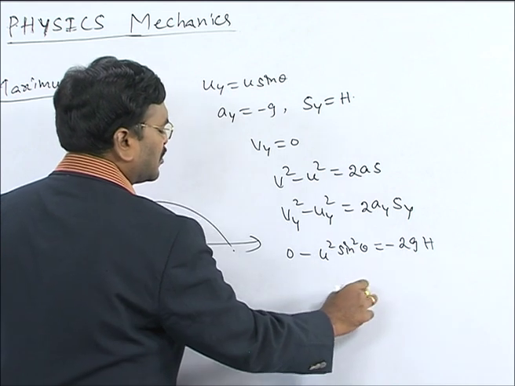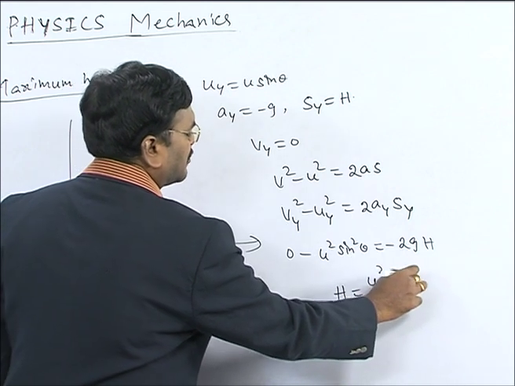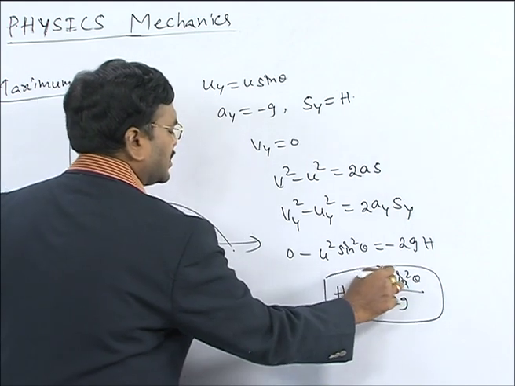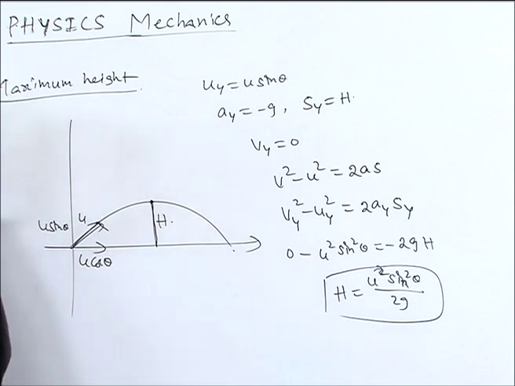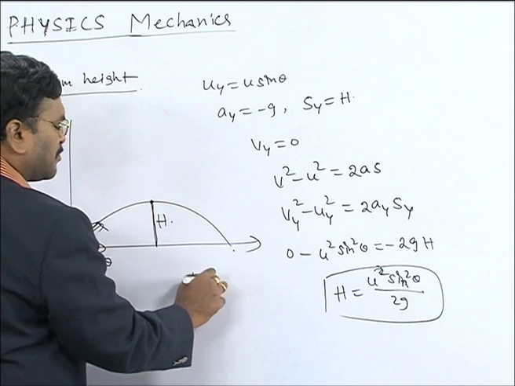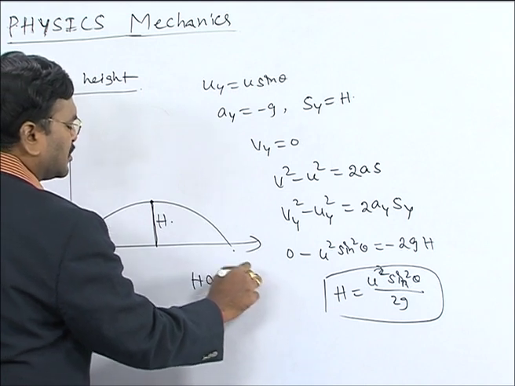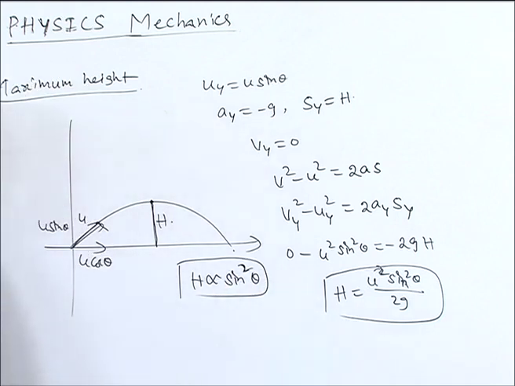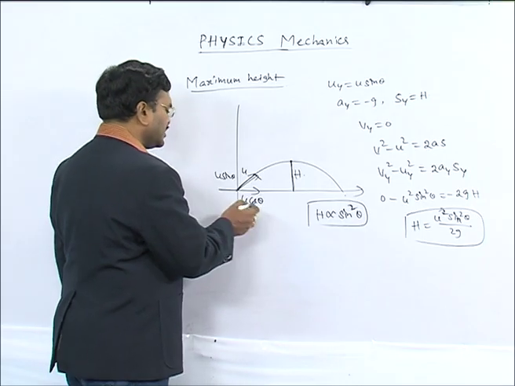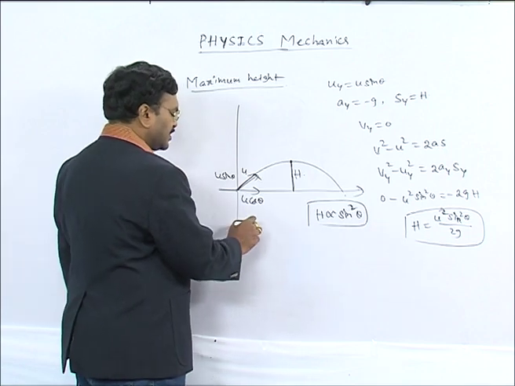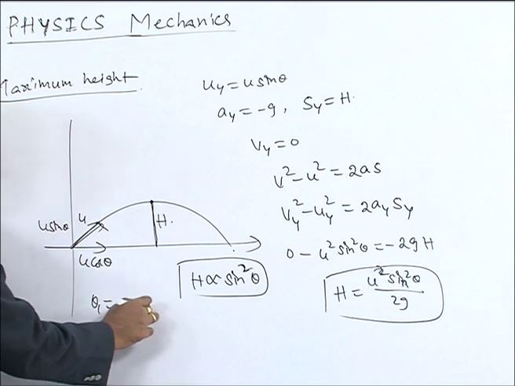So from this h is equal to how much? U square sin square theta by 2g. This is the maximum height of a projectile. Now if u and g are constant, h is proportional to sin square theta. Now if a body is projected with the angles of projection theta and 90 minus theta, the complementary angles, theta 1 is theta, theta 2 is 90 minus theta. Now consider h1 plus h2.